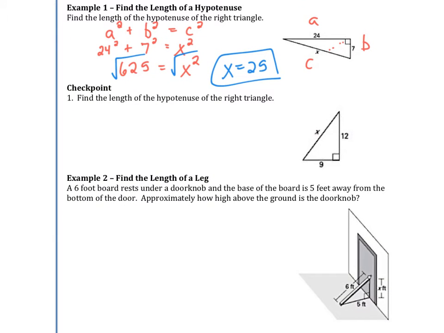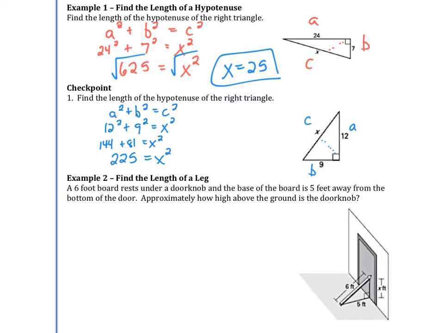In the checkpoint, we're doing the same thing. The hypotenuse is opposite the right angle, so that would be c, and the other two are a and b. So we have a squared plus b squared equals c squared. A is 12, b is 9, and x is c. So it'd be 12 squared plus 9 squared equals x squared. We get 144 plus 81 equals x squared, and 144 plus 81 is 225. So 225 equals x squared.